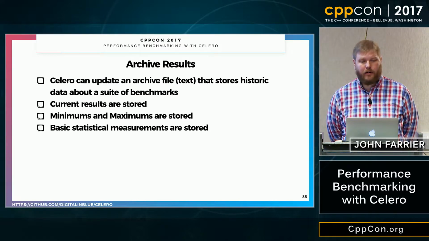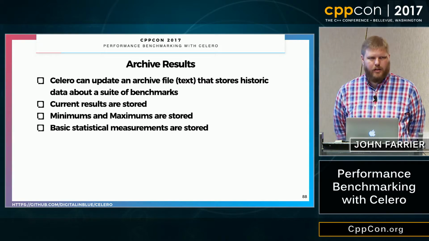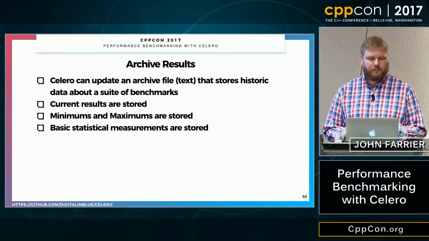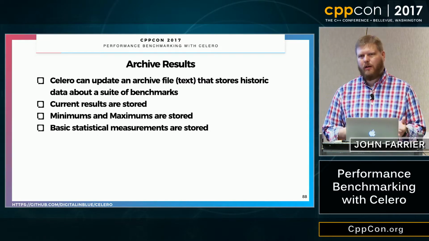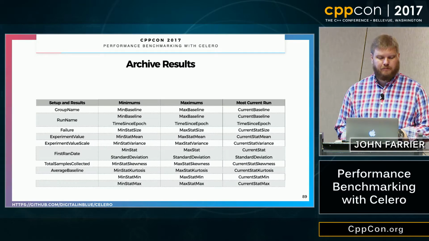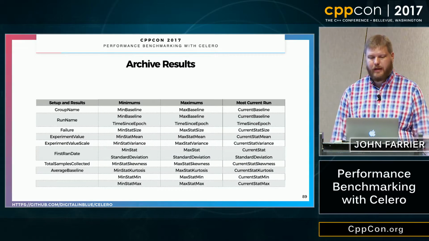There's also an archive file, and this is something that I've been playing with to try to help integrate this type of testing into continuous test. So Celero is going to update the archive file every time it runs, keep some historic information, and also keep the most current information as far as measurements go, and store some more statistical measurements along with that as well. Again, it's CSV, so it's going to be very easy to parse. It's got a lot of the same information that the table output did, along with a lot more statistics information, and then information about your historic maxes and mins and those types of things.